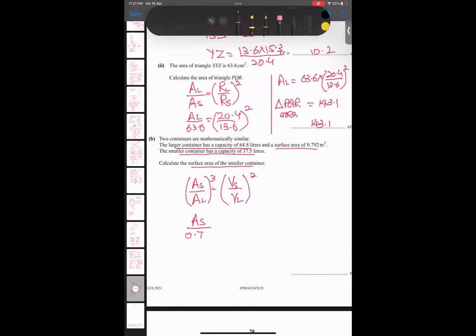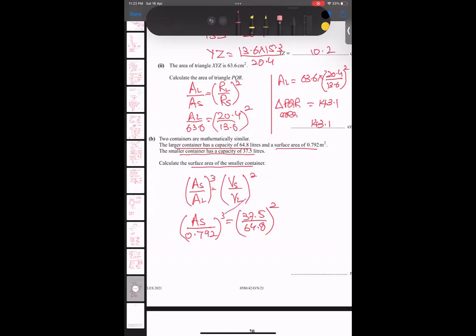0.7. Okay, one important point here: we have been given it in liters. First of all, let's continue. 792. And the volumes are given, small is 37.5 and 64.8, and power 2. So let me calculate the right side. 37.5 divided by 64.8, power 2 of the whole. I'm getting a fraction.